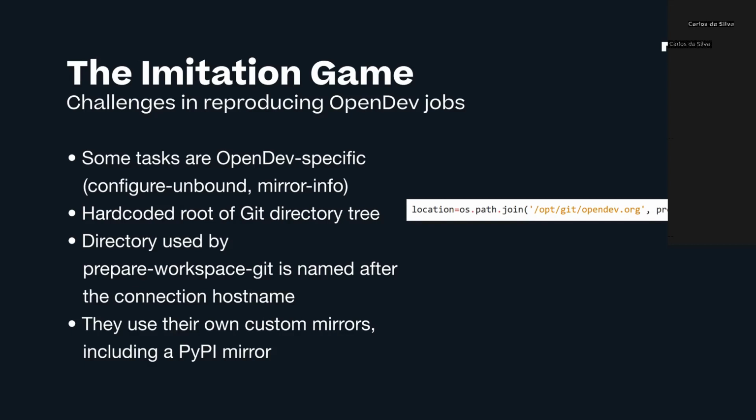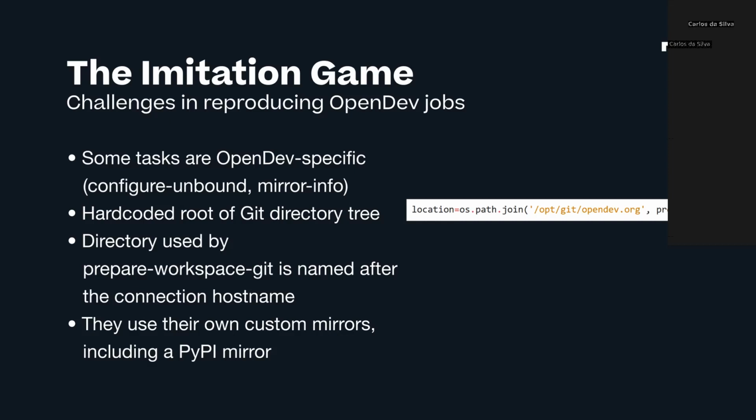And DevStack will fail, saying that, hey, we can't find the repositories and we're going to fail. So yeah, that's something to keep in mind if we're using OpenDev playbooks and jobs, and they use custom mirrors.